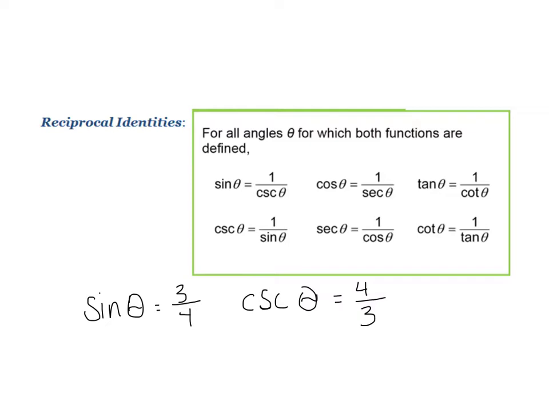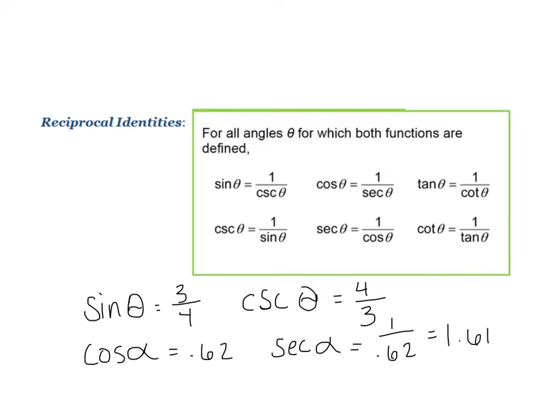If you have a decimal, so let's suppose that cosine of some angle alpha is 0.62, then the secant, which is the reciprocal of cosine of that same angle, you would just calculate it as 1 divided by 0.62, which would give you approximately 1.613. That's what's meant by reciprocal identities.